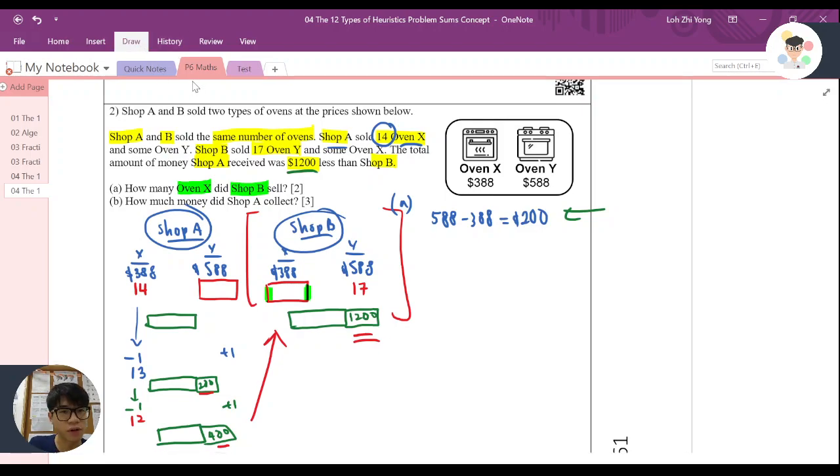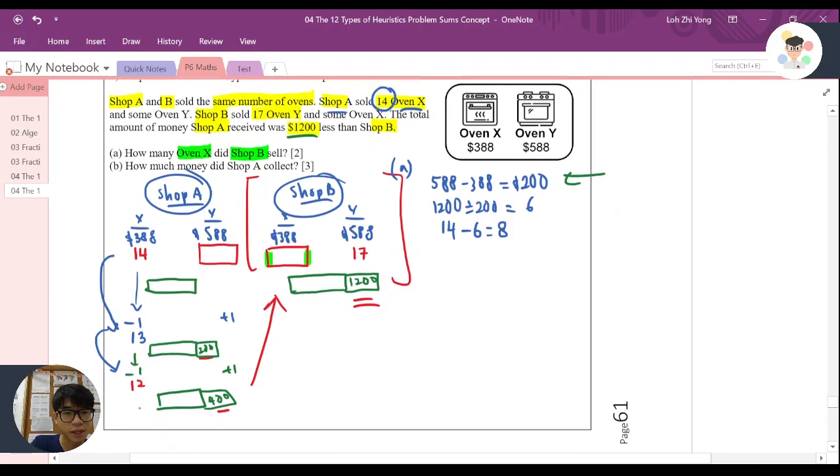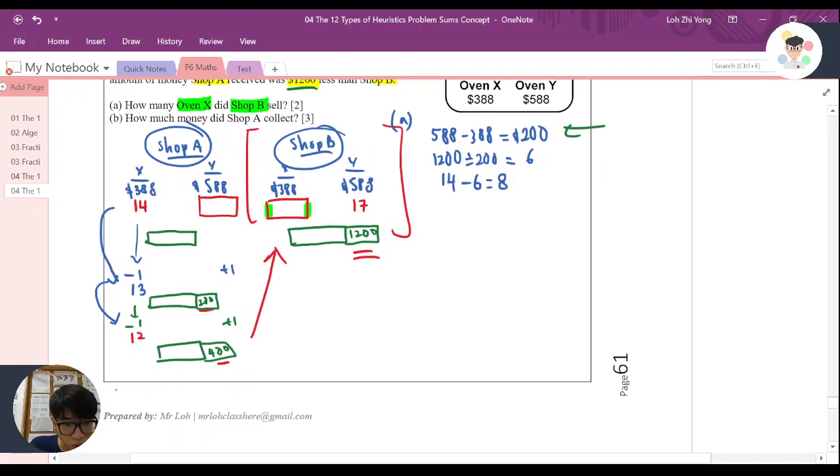To know that, very simple, we just use 1,200 divided by 200, the price difference. And we know that it's 6, which means I need to minus 6 times. As you can see, this is minus 1 time, minus 2 times. If I minus 6 times, it will become 8, and the price difference will be exactly 1,200.